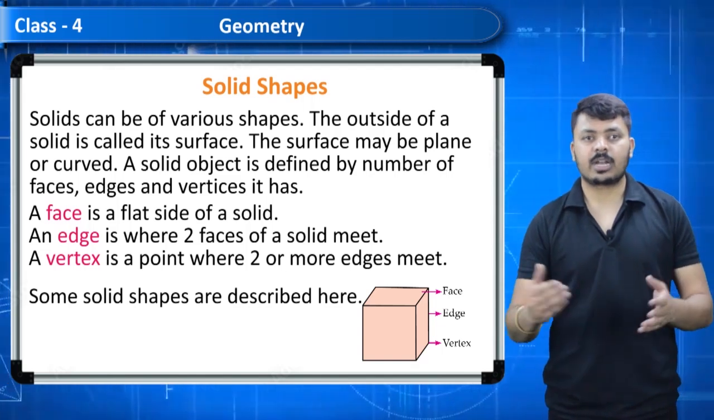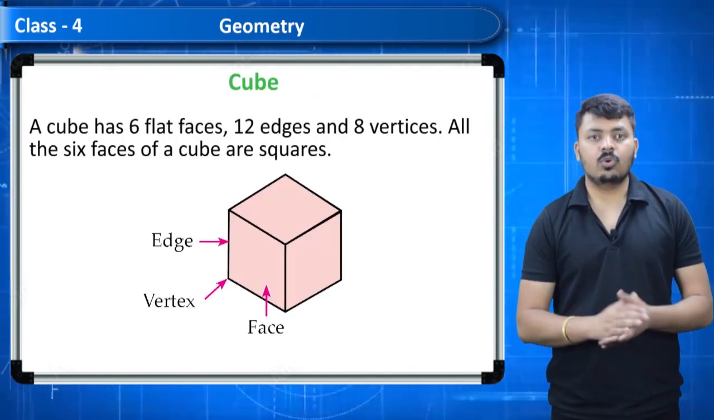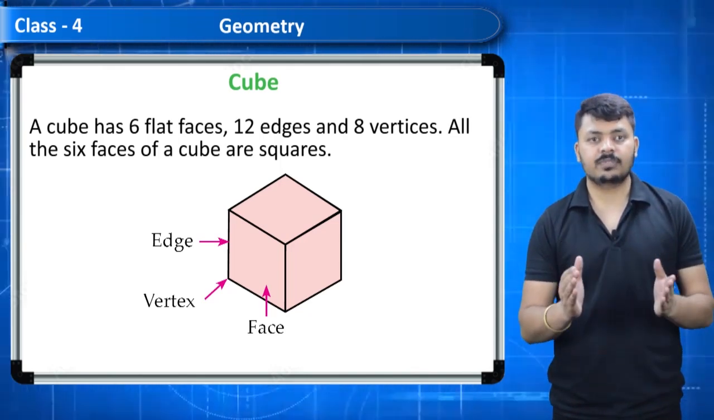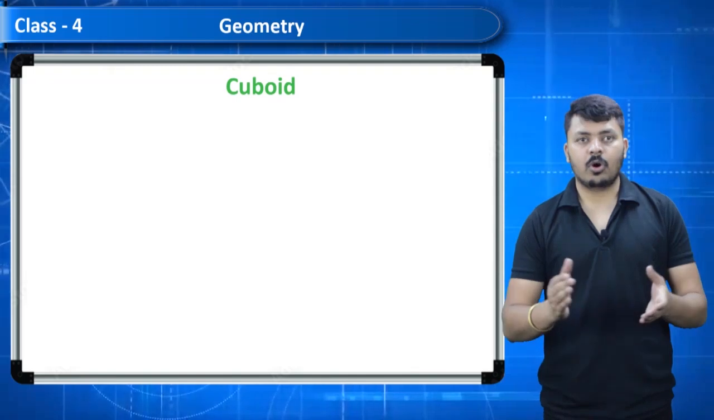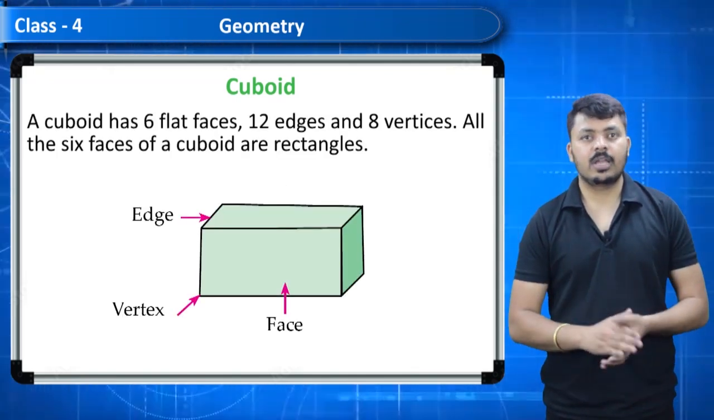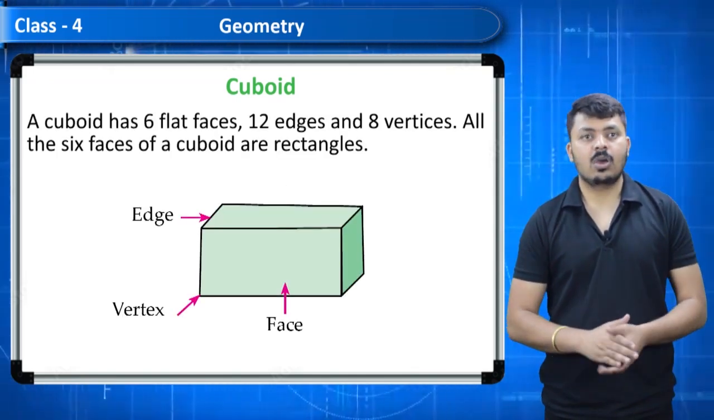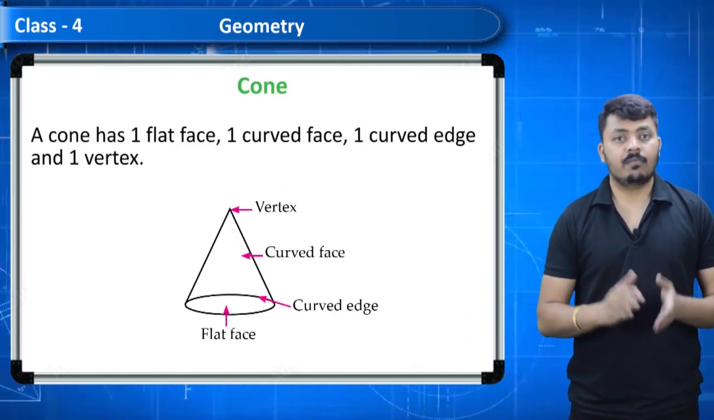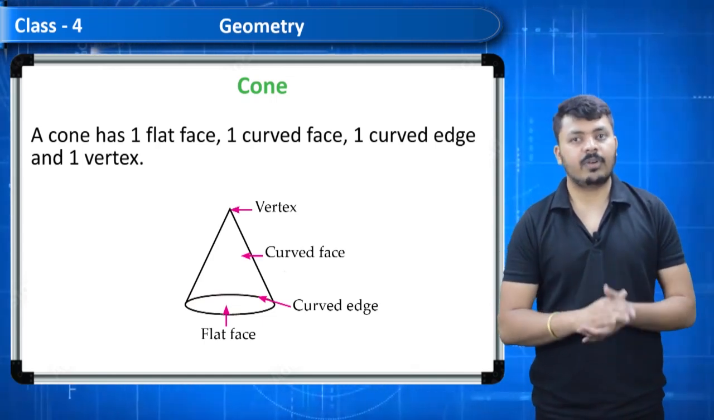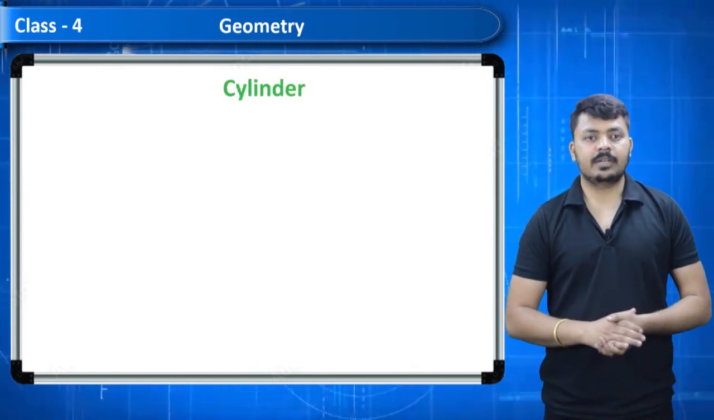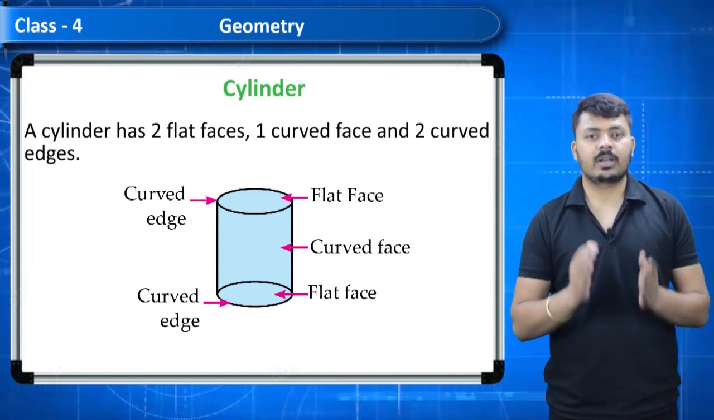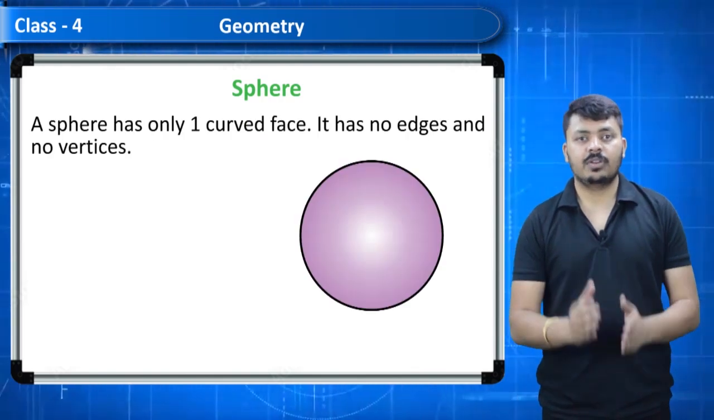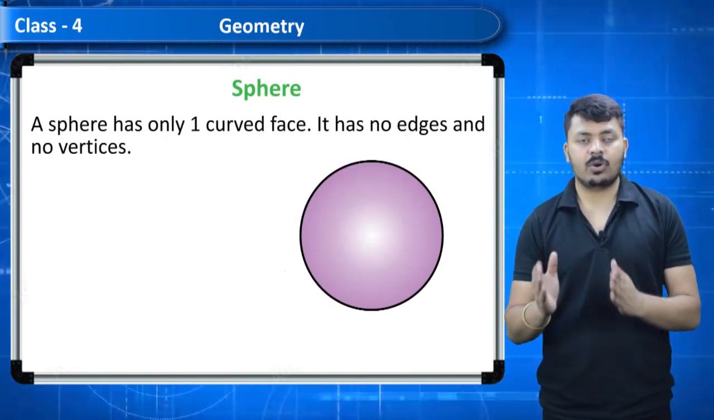Some solid shapes are described here. Cube. A cube has 6 flat faces, 12 edges, and 8 vertices. All the 6 faces of a cube are squares. Cuboid. A cuboid has 6 flat faces, 12 edges, and 8 vertices. All the 6 faces of a cuboid are rectangles. Cone. A cone has 1 flat face, 1 curved face, 1 curved edge, and 1 vertex, as given in the diagram. Cylinder. A cylinder has 2 flat faces, 1 curved face, and 2 curved edges. You can see in the diagram. Sphere. A sphere has only 1 curved face, it has no edges and no vertices.